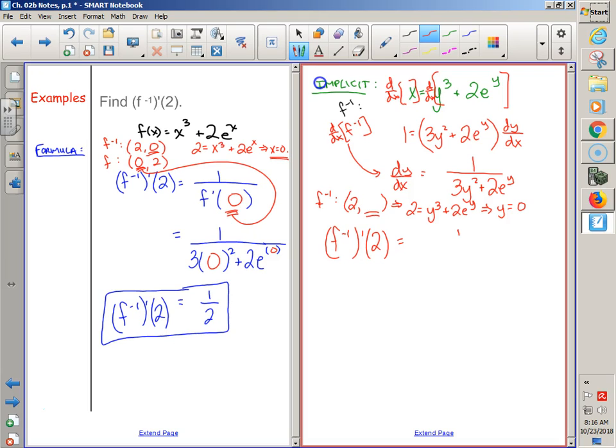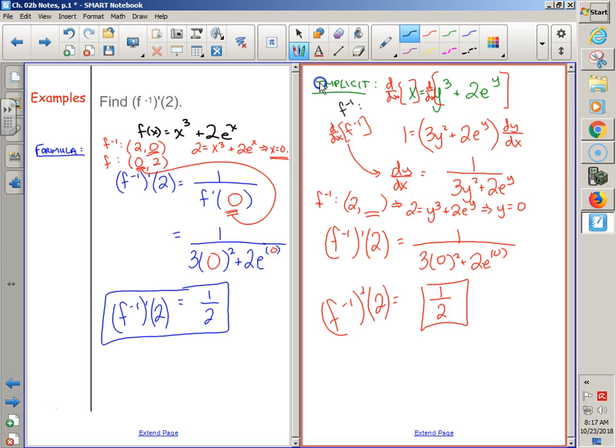So then we come back here and we say, okay, it's time to plug in. And when we plug in, we get 3 times who squared plus 2 times e to the who, still 0. And so we still end up with 1/2, being f inverse prime of 2.